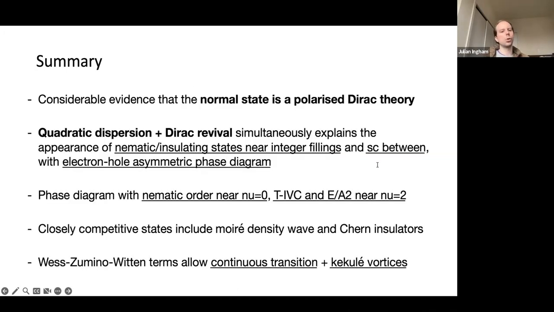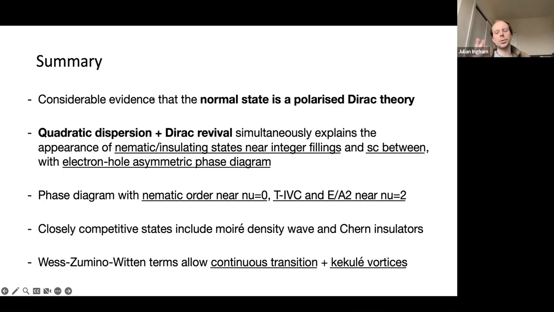So that's the talk. The summary is that there's considerable evidence by this point that the normal state in twisted bilayer graphene is a polarized Dirac theory in which the chemical potential sits at the band touching point, but with a reduced degeneracy depending on the filling. The combination of the quadratic dispersion and the resets can simultaneously explain the appearance of insulators and nematic states at integer fillings and the superconductors in between.